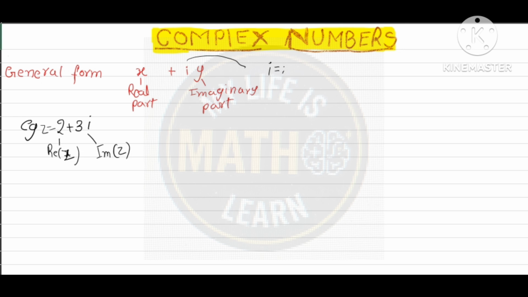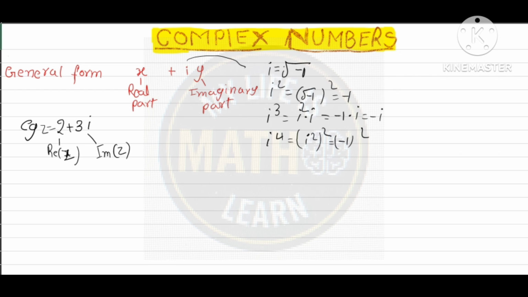i is equal to square root of minus 1. i square is equal to square root of minus 1 whole square, that is equal to minus 1. i cube is equal to i square into i, that is equal to minus 1 into i, minus i. i power 4 is equal to i square whole square, minus 1 whole square, that is equal to 1. This sequence will continue until infinity.